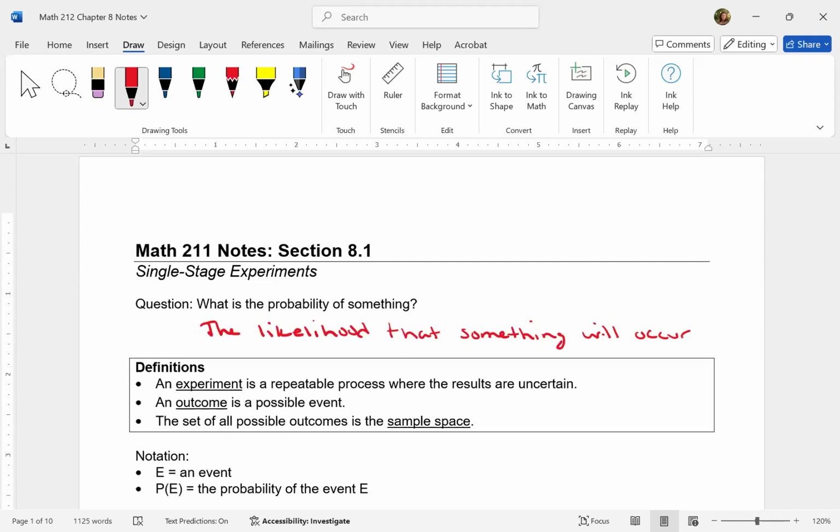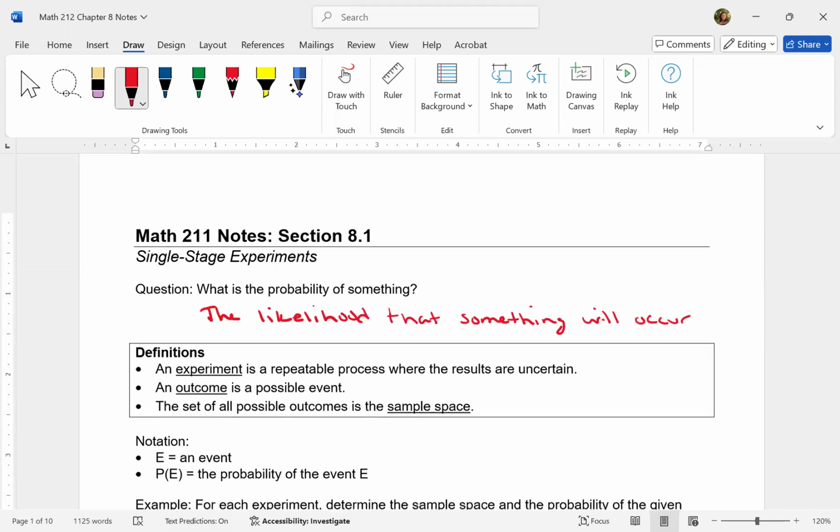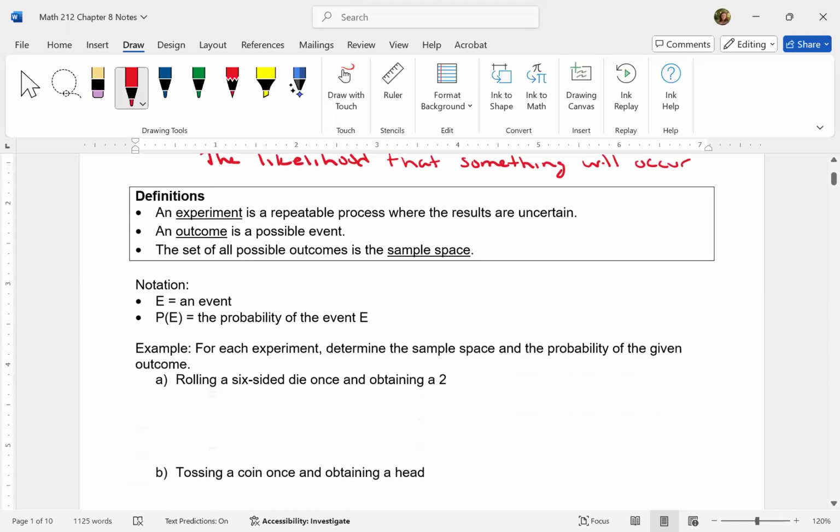We also have this notation we often use, E, representing an event. We usually refer to them as capitals like that so that we understand we're talking about the event itself. And then for the probability of E, we use this throwback to function notation: P(E) is the probability of the event E. For each experiment, determine the sample space and the probability of the given outcome.